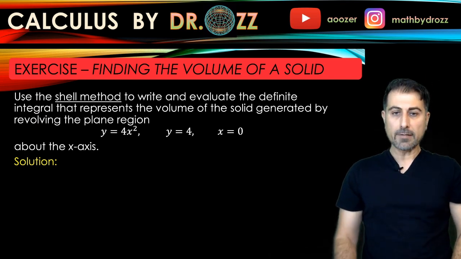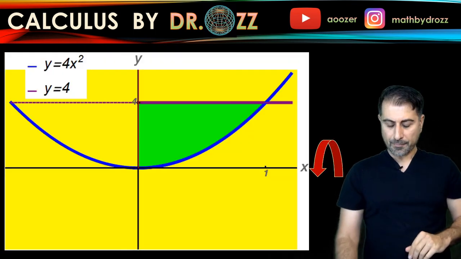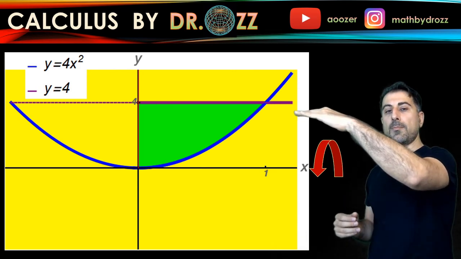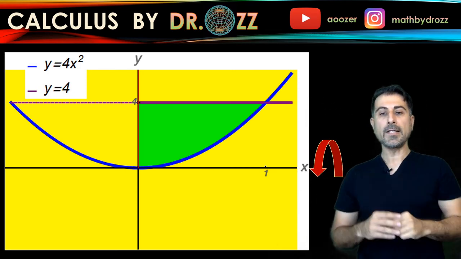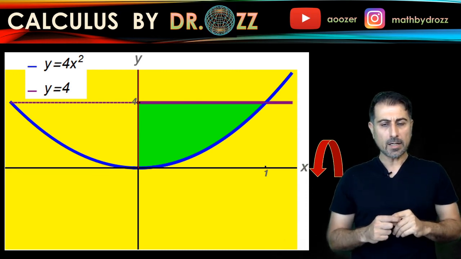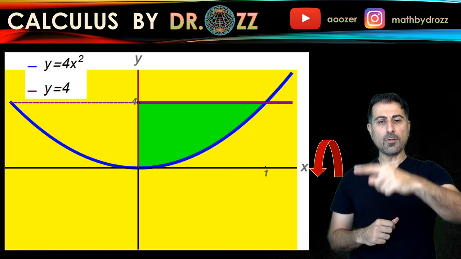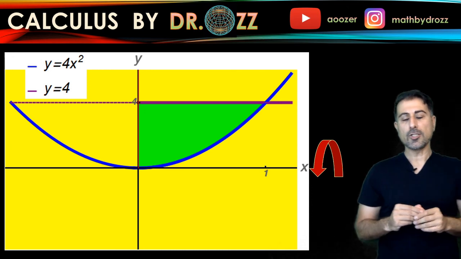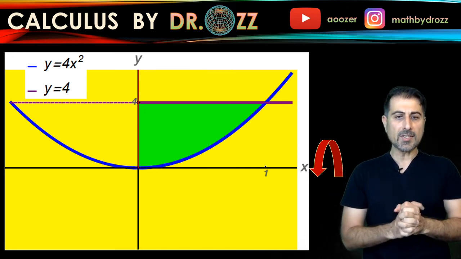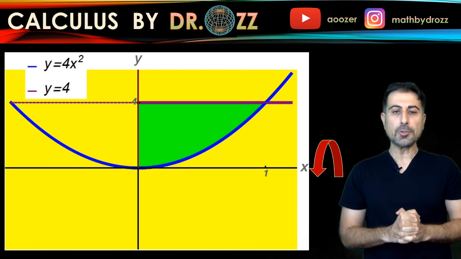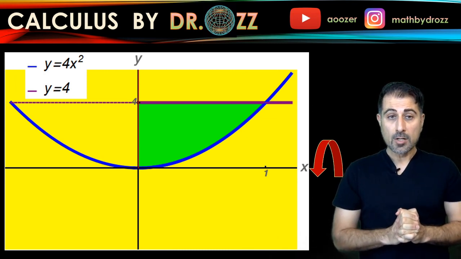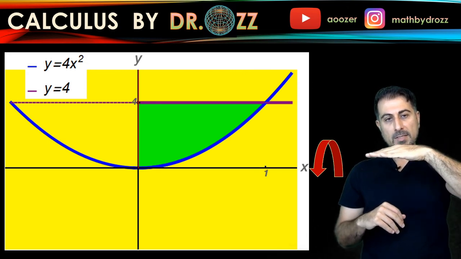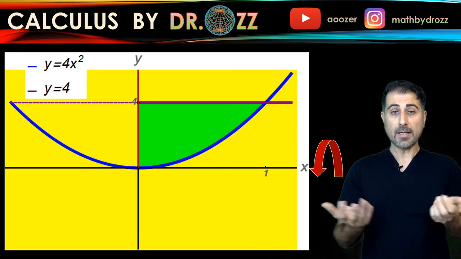So let's see what the region looks like quickly. Within the region, on the right-hand side, we have the blue curve. At the top, we have the purple line. And on the other side, we have the y-axis, making up our green region, and we're going to revolve this region about the x-axis. We're using the shell method. That means I'm going to take slices within the region parallel to the axis of revolution, so my slices are going to be horizontal. That means the thickness is determined by dy, so everything is going to be written in terms of dy.